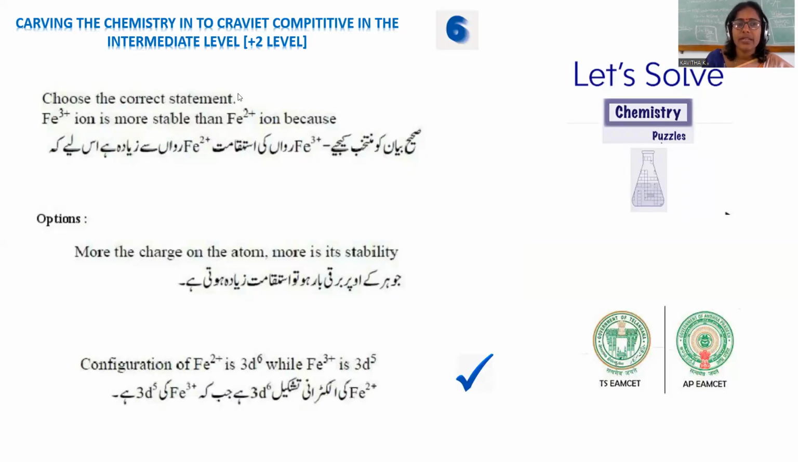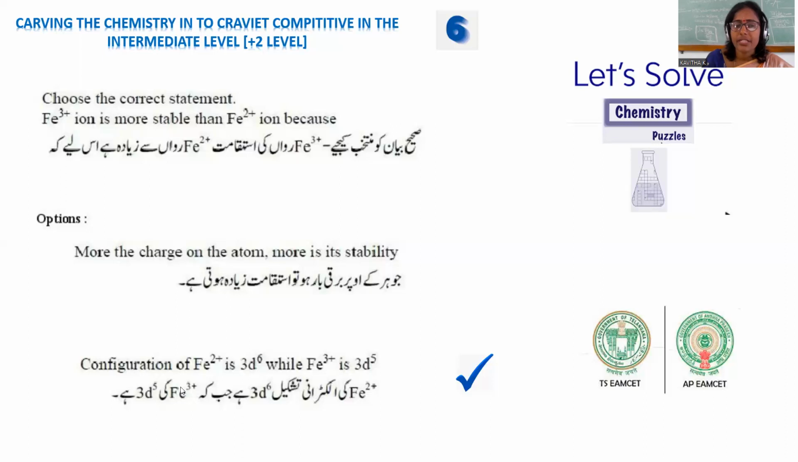Choose the correct statement. Fe plus 3 is designated as ferric. Ferric ion is more stable than ferrous ion because, in the environment, ferric is found. The oxidation state of plus 3 is more stable around the central iron when compared to the oxidation state plus 2. The correct option will be: the configuration of Fe plus 2 is 3d6 while Fe plus 3 is 3d5. This will be the right answer.